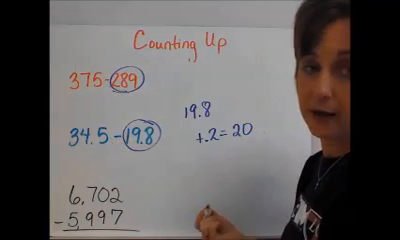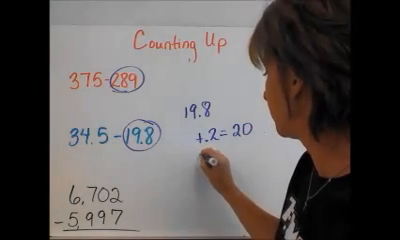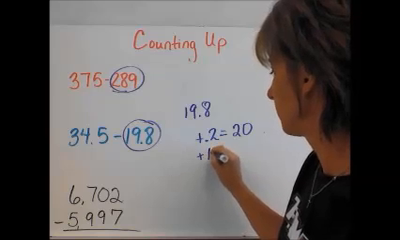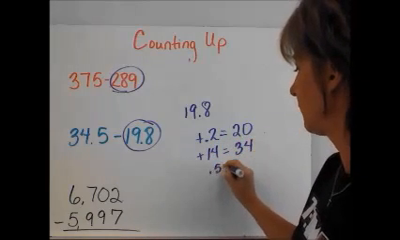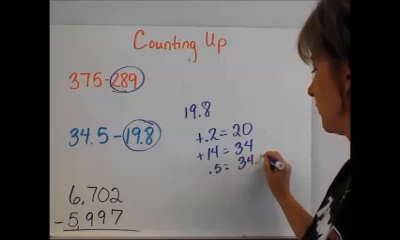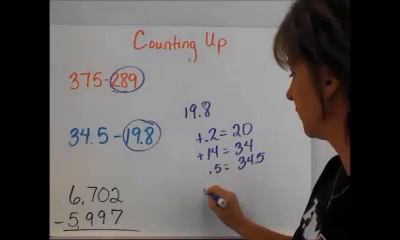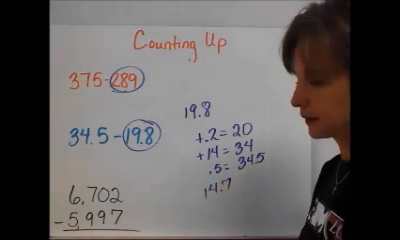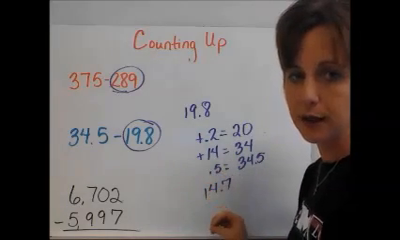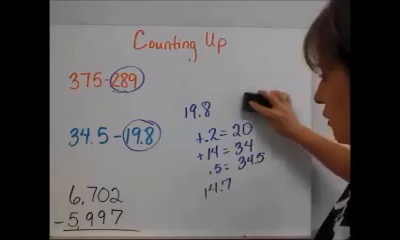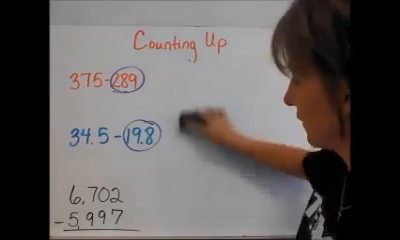From 20, I need to get to 34.5. I may be able to do that in one jump. You may be able to do it in 3 jumps. If I add 14, I'm at 34. And if I add 0.5, I'm at 34.5. So my answer is 14.7. Again, this isn't because I'm teaching you a new way to do it. It's just a way that might suit you for mental math.